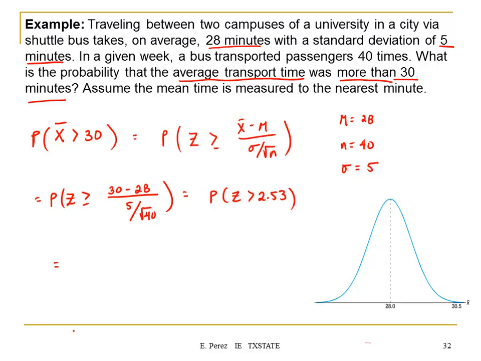In this case, we need to find the complement, because we know the standard normal table is going to give you the probabilities from left to right. So we need to use the complement of less than 2.53, and this is 1 minus 0.9943, which equals 0.0057.